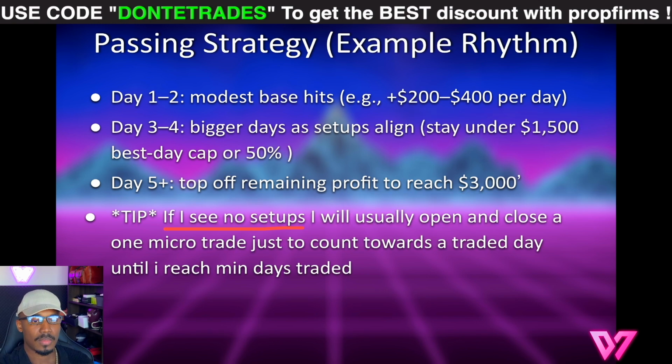And a tip when it comes to passing evals: if I don't see any setups on my Take Profit Trader accounts for that day, maybe the market is just chopping, or they're just trash setups, usually I will just open and close one micro trade for a couple of seconds just to count that as a trading day, because if you don't trade on a particular day, it won't count as a trading day for you. So if you just open and close one micro, you may gain or lose $1, it doesn't really matter, $1 to $5 or something like that. The point is, I just do that so it can count as a trading day if I don't see any setups that day. So I just don't waste a 24-hour cycle, right?